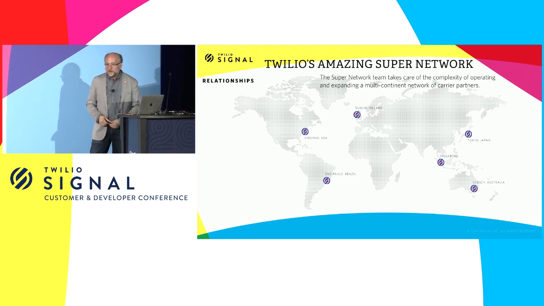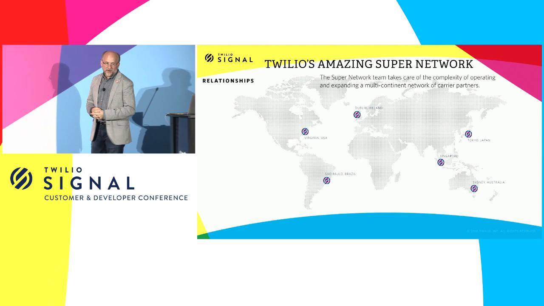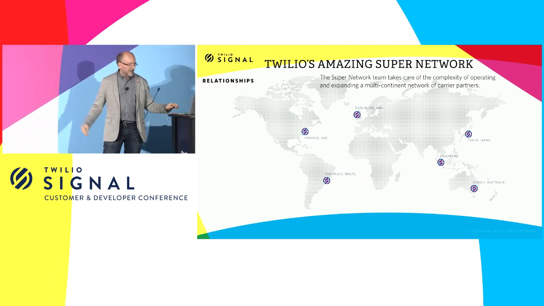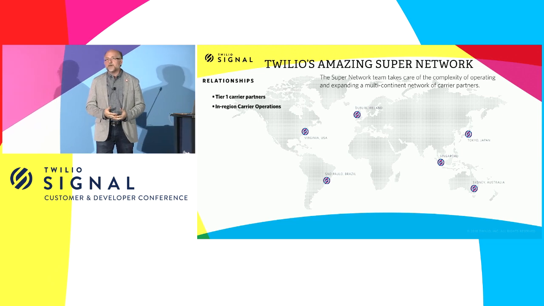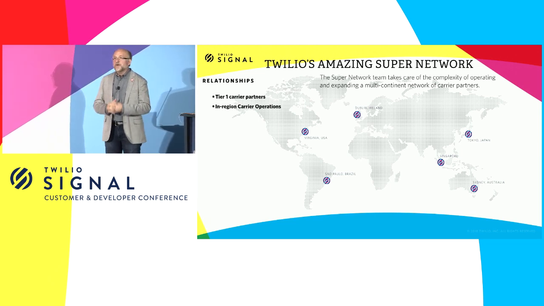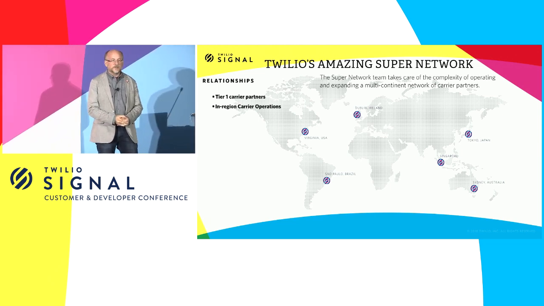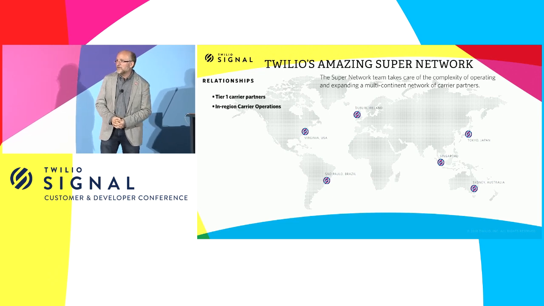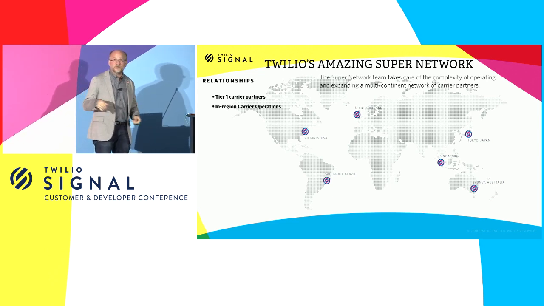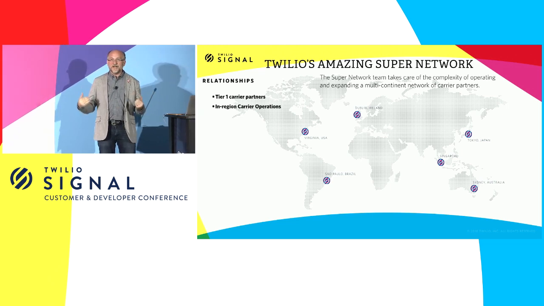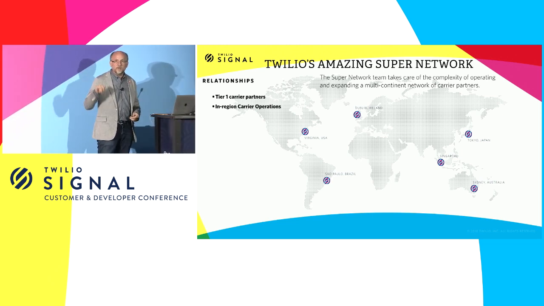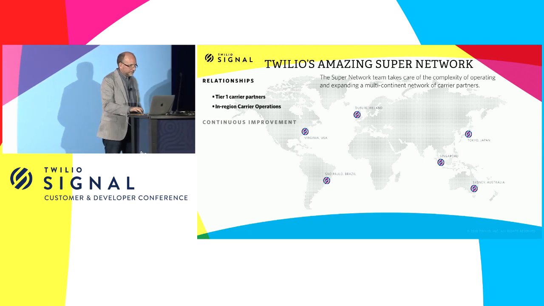So what makes the super network amazing is really about our relationships. We look for tier 1 carrier partners all around the globe. We have our in-region carrier operations to make sure that we can give you 24/7 round-the-clock effective support. You don't have just a support center on the other side of the globe. You actually have talent on the other side of the globe that can fix your problems.